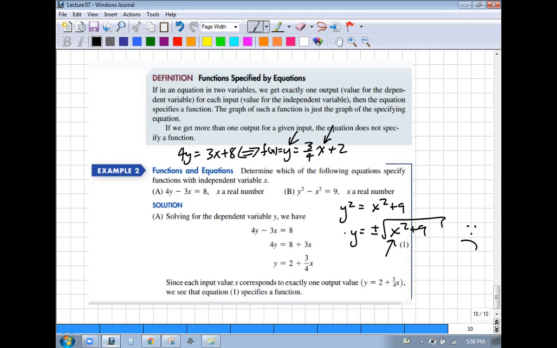And you don't have to do all this work. If you look at something and you're suspicious that it's not a function, all you need to do is pick one number where you plug it in for x and you're getting 2 different y values, okay?